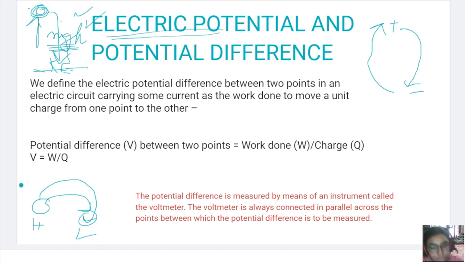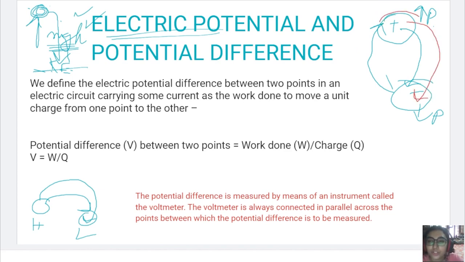So now it has been said that the positive terminal has a higher potential than the negative terminal. Okay, so now you can understand that if something has a higher potential and something has a lower potential, then everything will always flow from the higher potential to the lower potential, right?